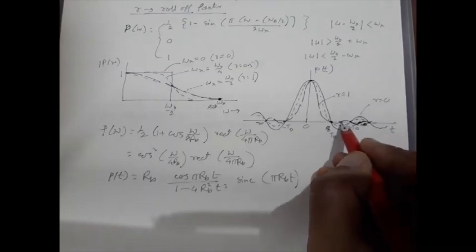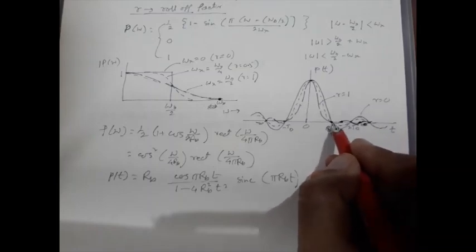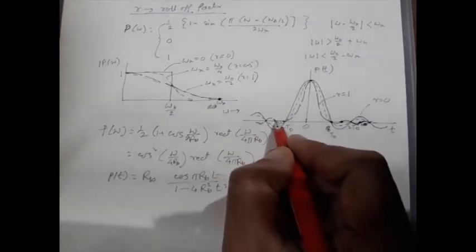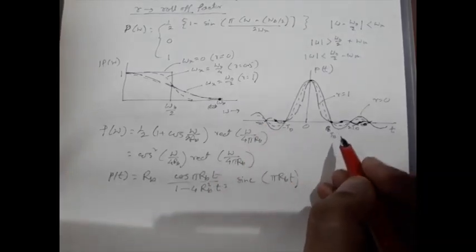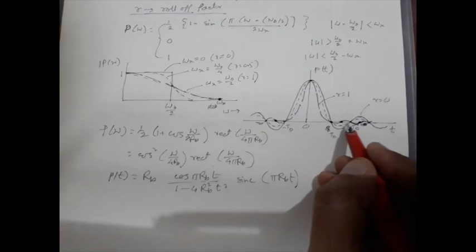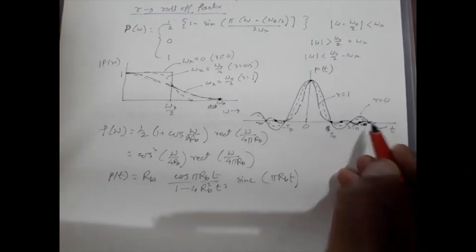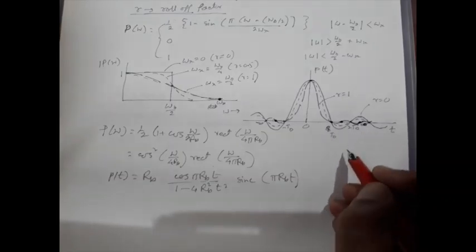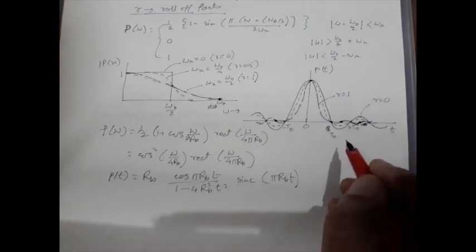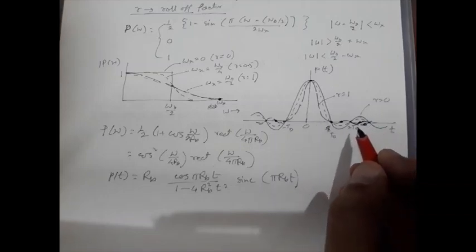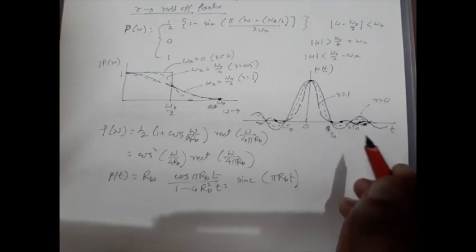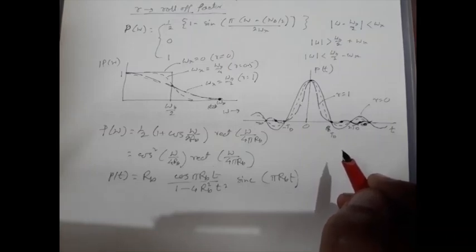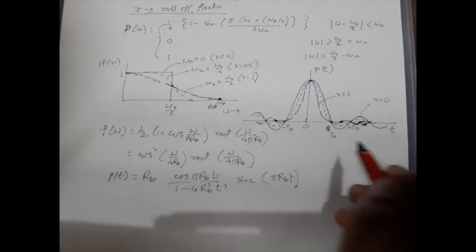Actually, it crosses zero in between two sampling instants, like this one. It crosses zero twice. So this is one of the features of this pulse. That means its amplitude diminishes at nearly 1 by t to the power 3, so it decays at a very fast rate. That means it is relatively insensitive to variation of Rb, sampling rate, timing jitter, and so on.